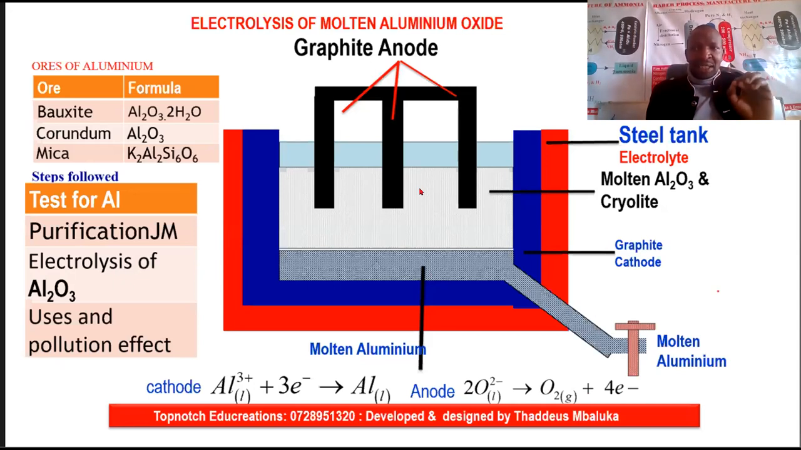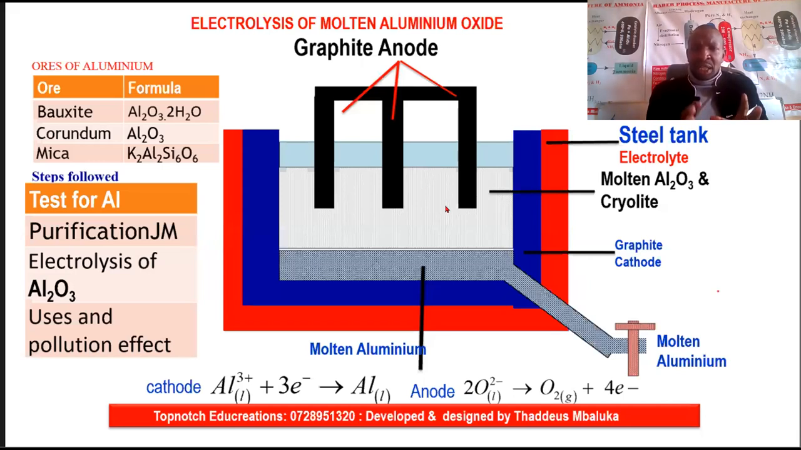Bubbles of a colorless gas are evolved, or rather seen, at the anode. And those are colorless gas. You are not a magician to see a colorless gas. Whatever you can see as a normal human being is bubbles. The effervescence is what you can be able to see. So you say bubbles of a gas.